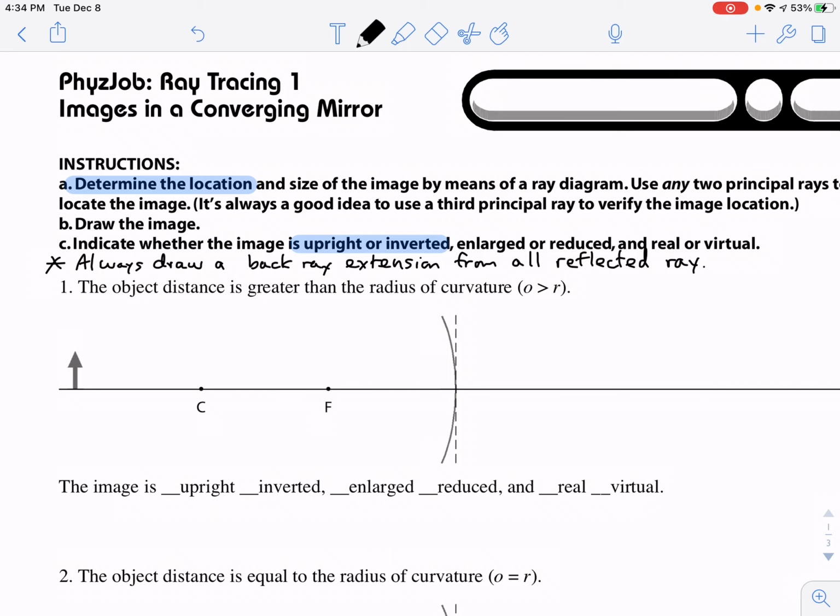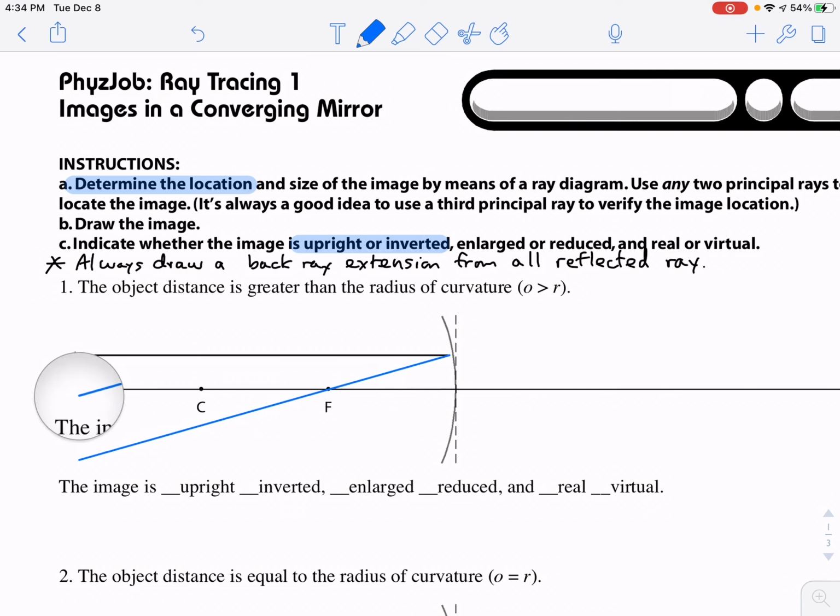Let's begin. Ray number 1 goes through, and I'm going to use two different rays. The first ray goes parallel to the principal axis, like this, and then reflects through the focal point, just like this. Draw it nice and long. Okay, so the black ray is the incident ray, the blue ray is the reflection off of the mirror. Remember to draw a back ray extension of the blue ray. So the gray dashed line is the back ray.